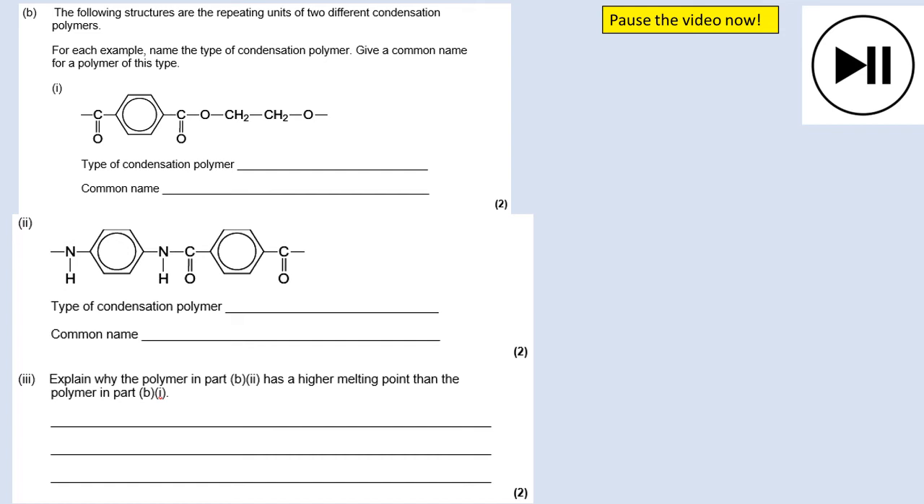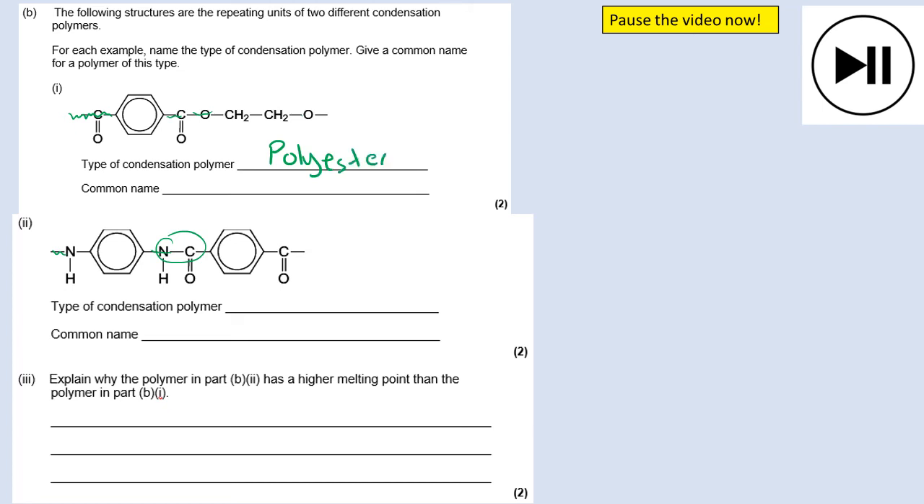Okay, so we've been given some repeating units of 2 different condensation polymers. And yes, they are condensation. I can look through the backbone. This one's carbon, carbon, oxygen. This is a polyester, and this one, it's got amide links. So we've got polyamide. So the type of condensation polymer, well, this is a polyester.